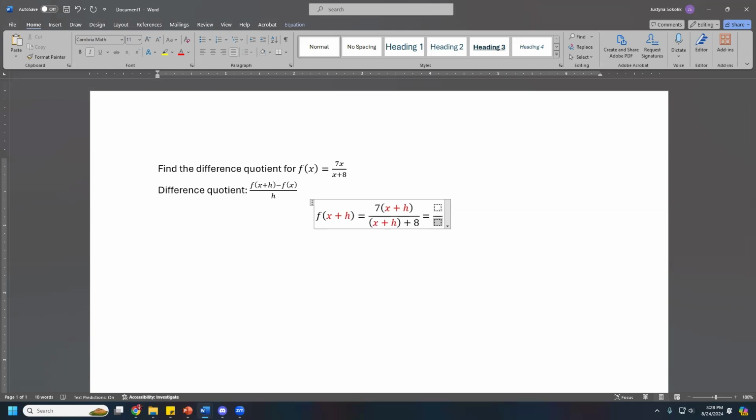So I'm going to distribute the 7 on the top, distribute it into the parentheses to get 7x plus 7h. And there's nothing to be done on the bottom except for maybe remove the parentheses. So I'm going to make this x plus h plus 8.